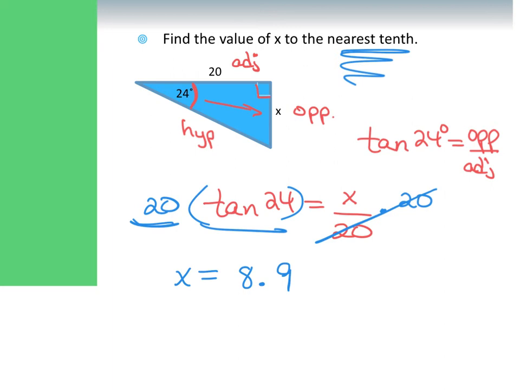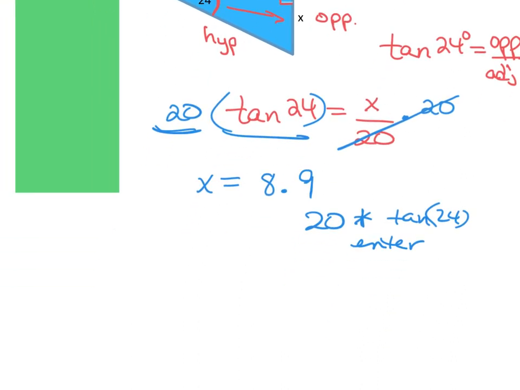So I hit 20 times, and then I did tangent 24, and then I hit enter. Or if you'd rather do tangent of 24 first, then hit times, and then hit 20, and then hit enter. Some calculators, you may have to do tangent 24, hit enter, and then hit the multiplication sign, and then hit the 20, and then hit enter. So this is why I highly recommend you practice with the calculator you're going to use for the test.